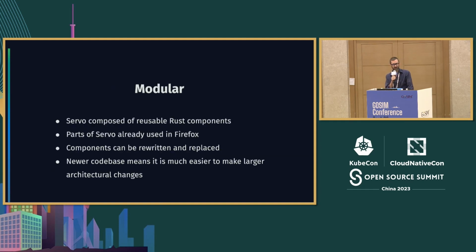Servo is modular. It's composed of reusable Rust components. A lot of these are available on crates.io already. You can pull them into your own project. If you want an HTML parser, you can use html5ever, the same one that Servo uses.